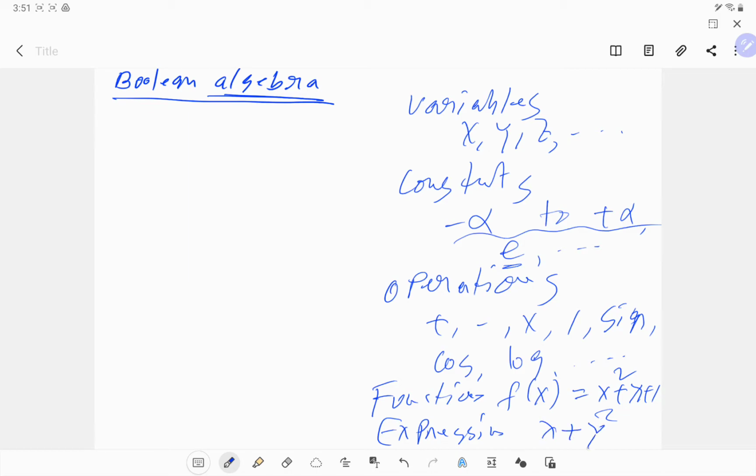x plus y is an expression, where x and y are variables, or x plus y plus 10 is also an expression. These four things together define algebra. Now, the Boolean algebra is a subset of algebra, or a particular version of algebra, where variables are the binary variables.